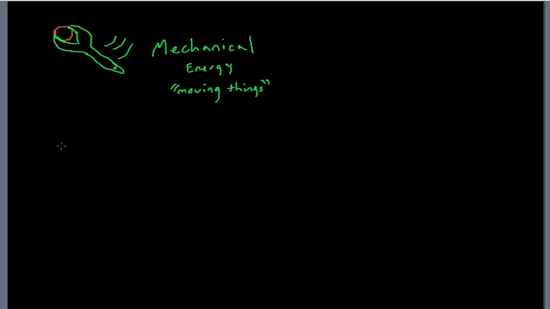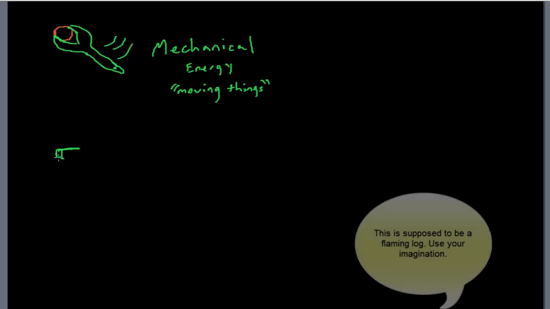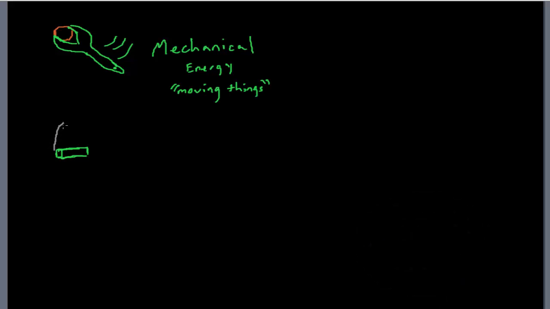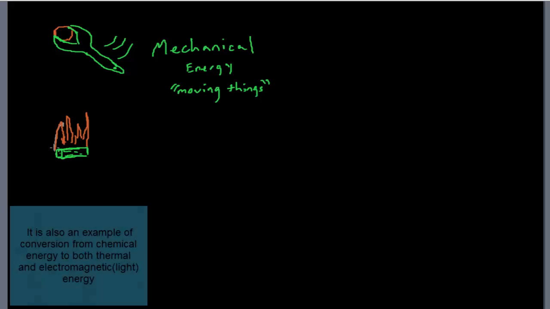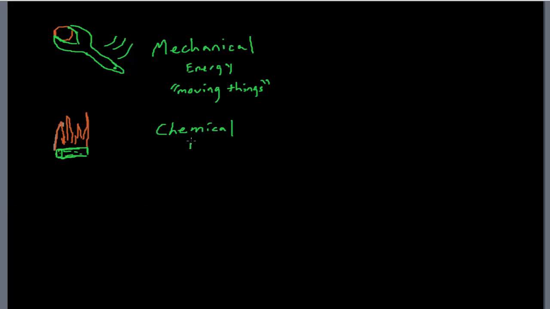So, what's another form that energy can take? Let's draw a little flame here. It's a little log on fire. That's actually a couple of types of different energy we could talk about, but we're going to use this for chemical energy.